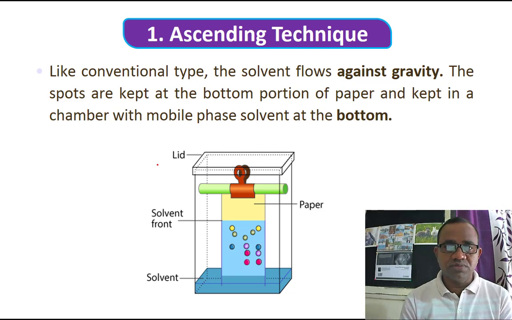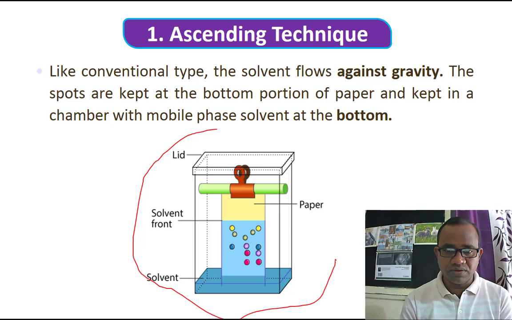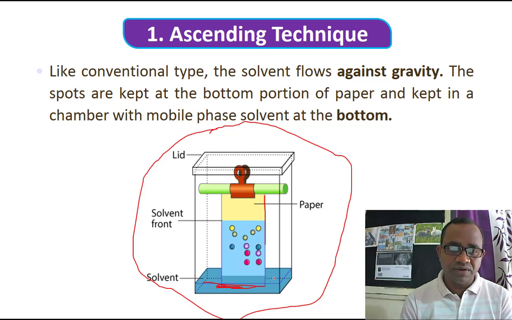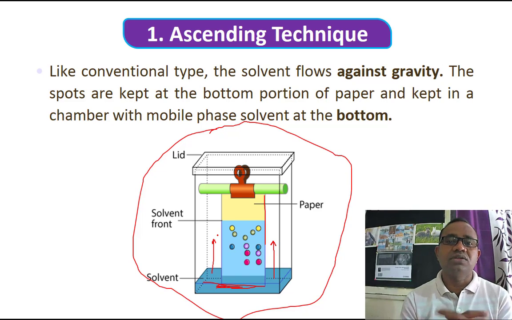There are variations in paper chromatography, the first being the ascending technique. This is the whole system of a chromatographic chamber, where we have put the paper along with the spot, and down below is the solvent system. So the solvent will rise up against gravity, right? The portion of the paper that is kept at the bottom, the solvent rises against gravity. This means it is ascending. The solvent ascends along the paper, therefore it is called the ascending technique.